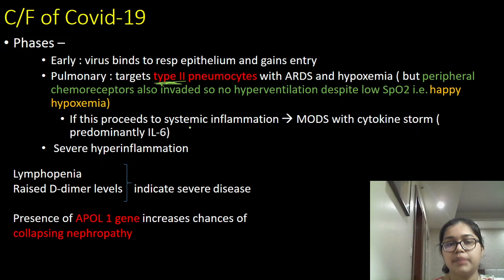If the pulmonary phase progresses to a phase of severe hyperinflammation, that happens when there is a cytokine storm, the most important cytokine being interleukin 6. The two indications of severe disease are lymphopenia and raised D-dimer levels. Presence of the APOL1 gene increases the risk of something known as collapsing nephropathy.